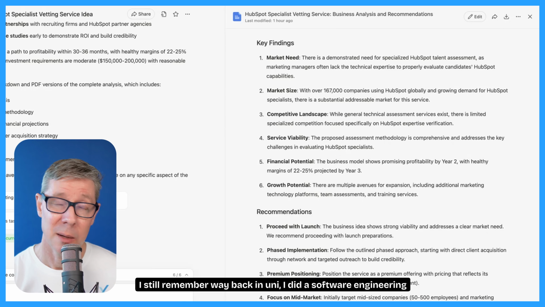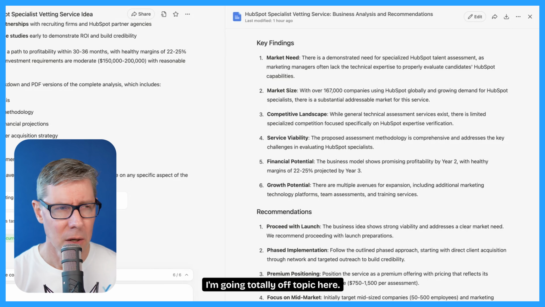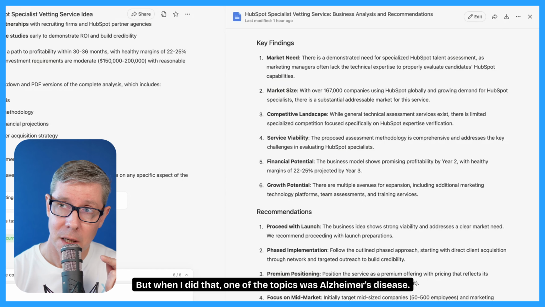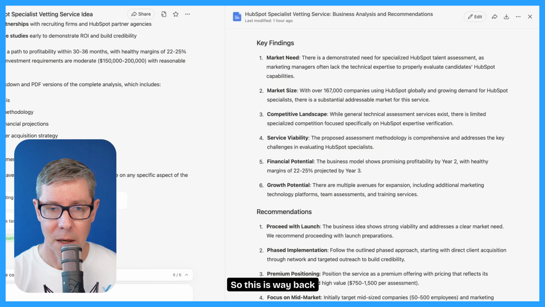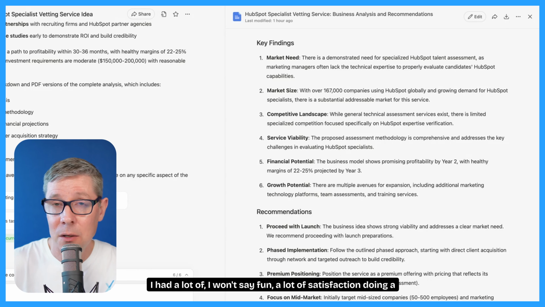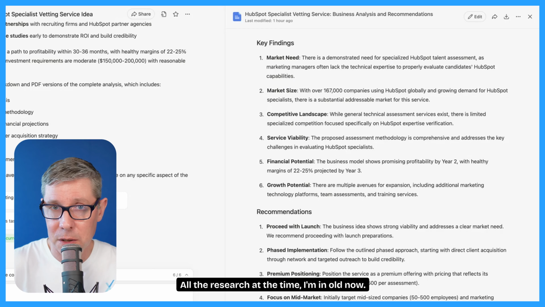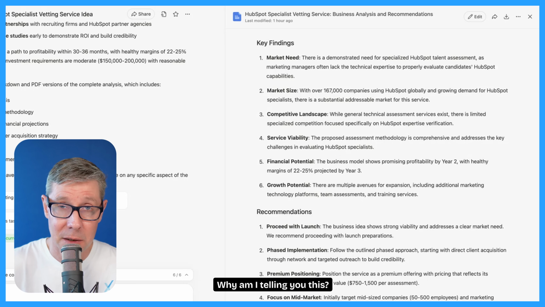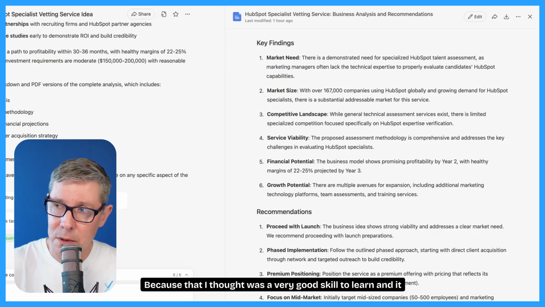I still remember way back in uni, I did a software engineering degree. I'm going totally off topic here, but when I did that, one of the topics was Alzheimer's disease. So this is way back in the late 90s. I had a lot of, I won't say fun, a lot of satisfaction doing a full report on that. All the research at the time, I mean, it's old now. Why am I telling you this? Because I thought that was a very good skill to learn, and it made me think.